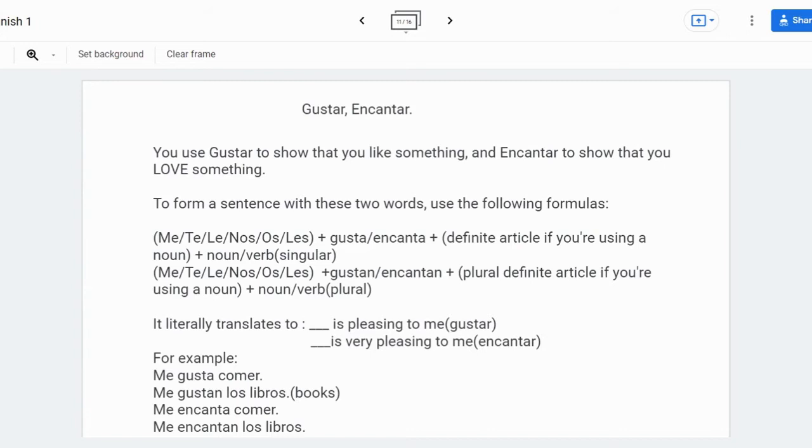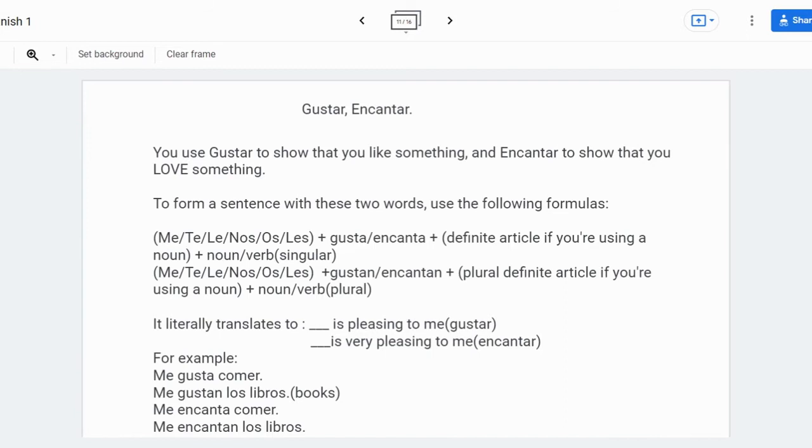However, it's a little different if you want to use a plural subject. You would still keep the indirect object pronoun. However, instead of using gusta or encanta, you'd use gustan or encantan, which is the plural form. You'd use a plural definite article to match up with it as well. In this case, you could use los libros. And then don't forget the plural noun. Gustar literally translates to is pleasing to me, and encantar is very pleasing to me.